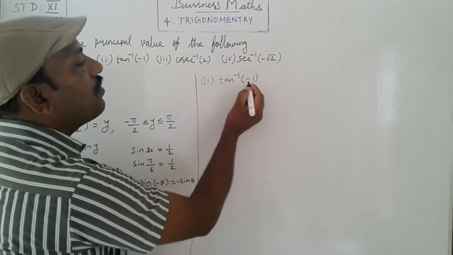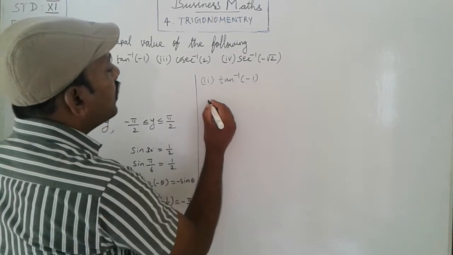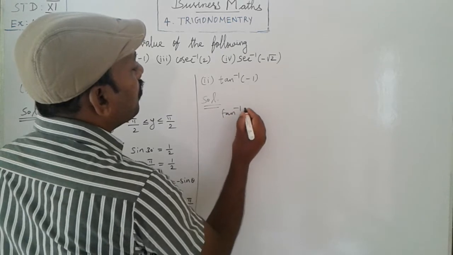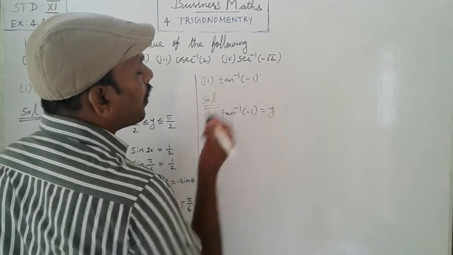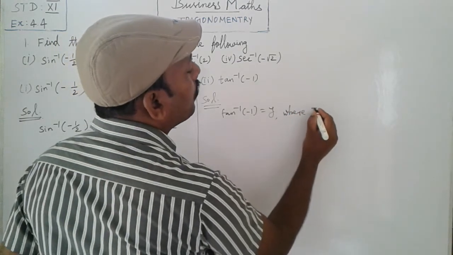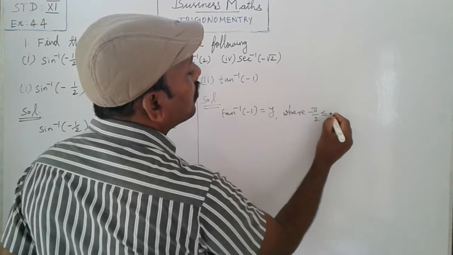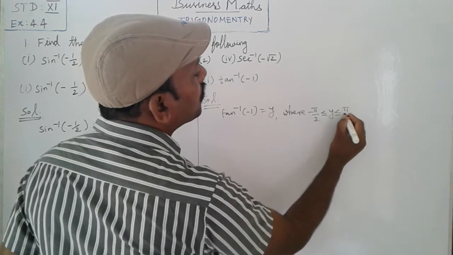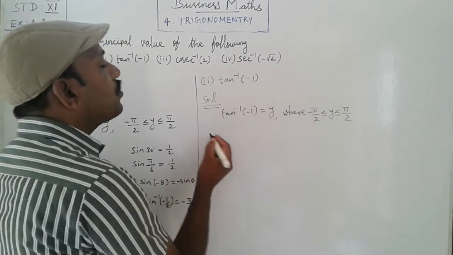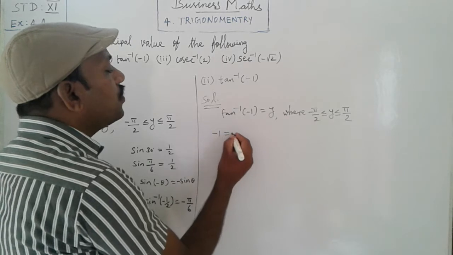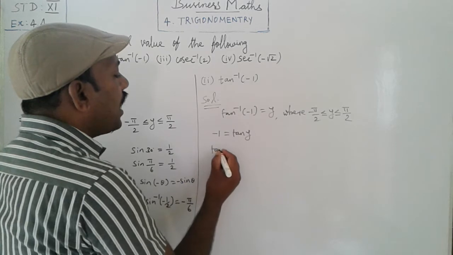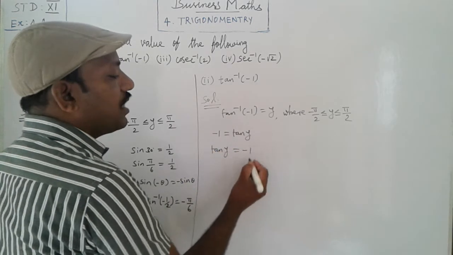Second sum, tan inverse of minus 1. We take the solution. Tan inverse of minus 1 equal to y, where minus pi by 2 less than or equal to y less than or equal to pi by 2. Between the limit we should find. So tan inverse, taking the right hand side, minus 1 equal to tan y. So interchange these places. Tan y equal to minus 1.